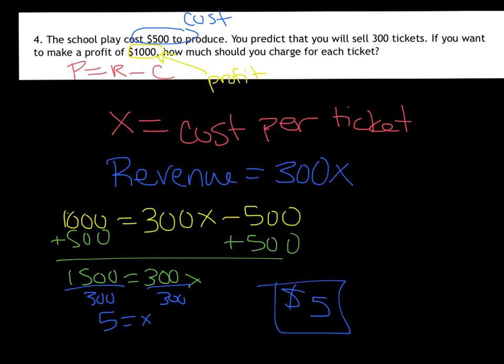So if you were to work this problem out and you got something like that they should charge negative 800 for each ticket, you would know that that was probably wrong. So just make sure that as you're doing it, as you get an answer, that your answer is reasonable.